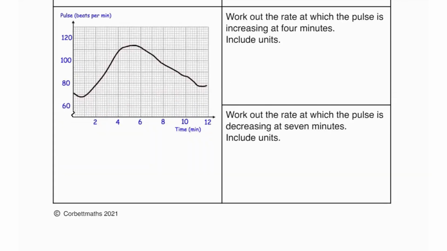The next question says, work out the rate at which the pulse is increasing at 4 minutes, including units. So we have this graph. And since it's not a straight line, we have a curve. So what we'll do is first we will go towards the graph from the time of 4 and then find the corresponding pulse. Now to find the rate, we will draw a line at t equals 4.